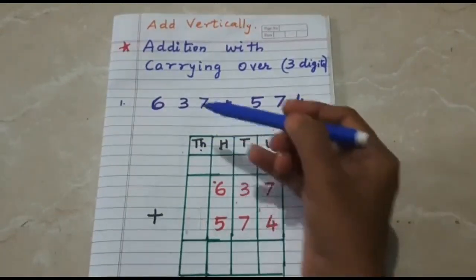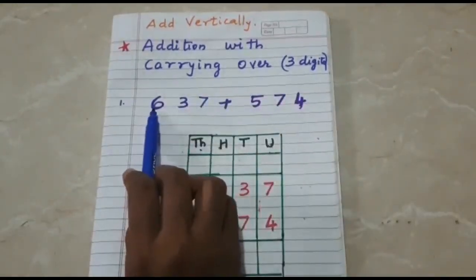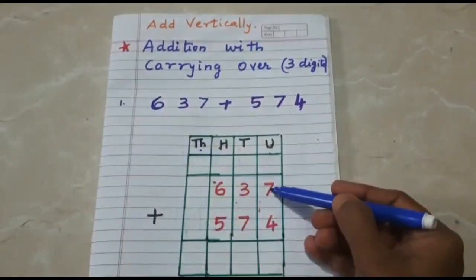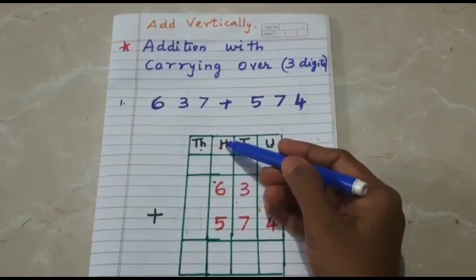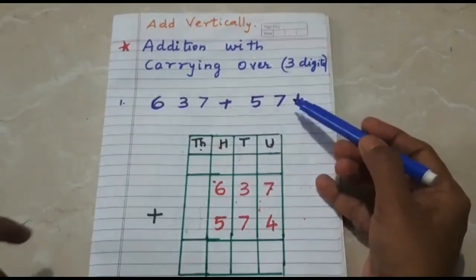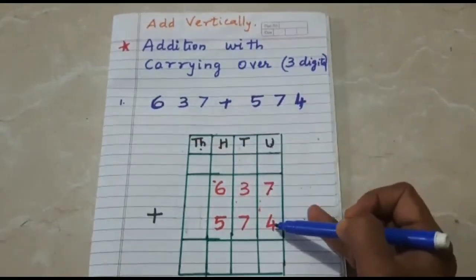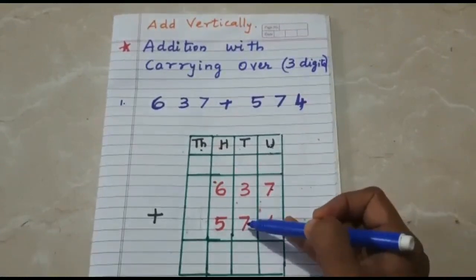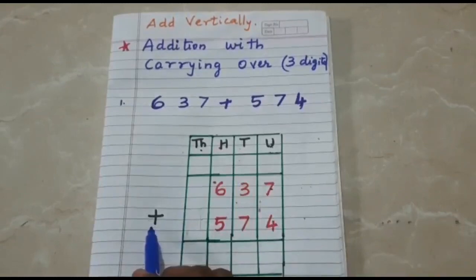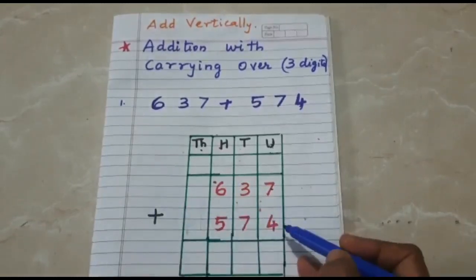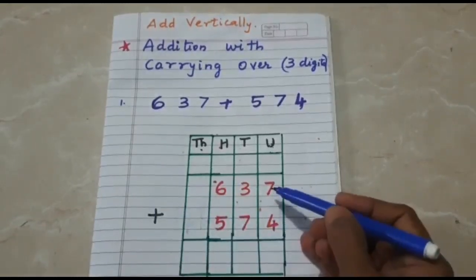After that, for 637, I have written 7 in units place, 3 in tens place and 6 in hundreds place. Then for 574, I have taken 4 in units place, 7 in tens place and 5 in hundreds place. Then write the plus sign over here. Then let's start the addition.